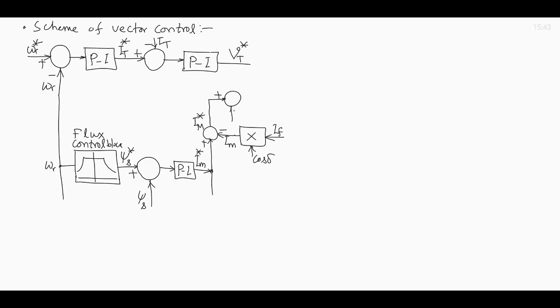Then actual current during the transient period Im is subtracted from that. Im star is 0 at steady state condition, and Im is present only during the transient period. So, the reference value is compared, and the error goes through a PI controller to generate Vm star.